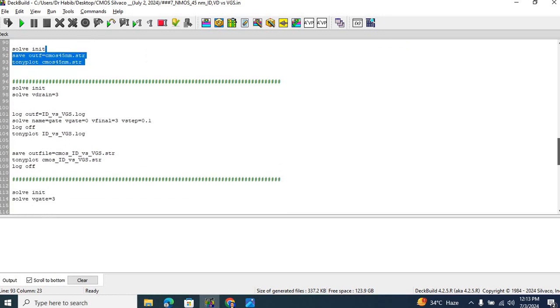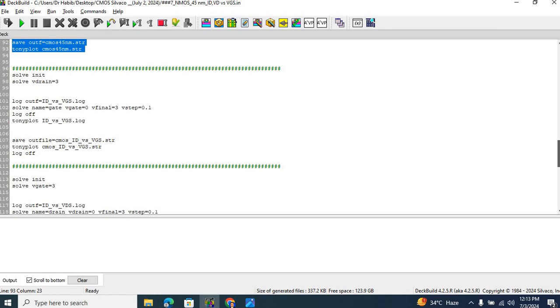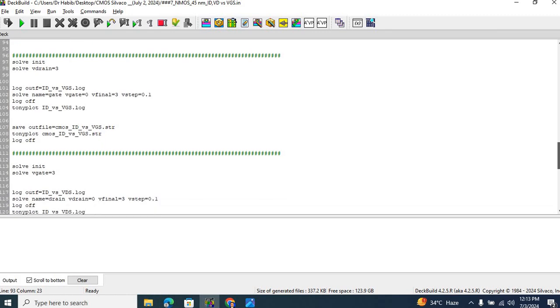From that point onwards, I have introduced 3 different blocks for the Silvaco TCAD simulation of this structure. In the first block, I want to look at the ID versus VGS characteristics of this transistor. So that is the drain current versus gate to source voltage for the transistor. Now here I have set the drain voltage to 3 volts. Okay, and I'm varying the gate voltage from 0 to 3 volts at a step of 0.1, and then I plot the drain current versus gate to source voltage.